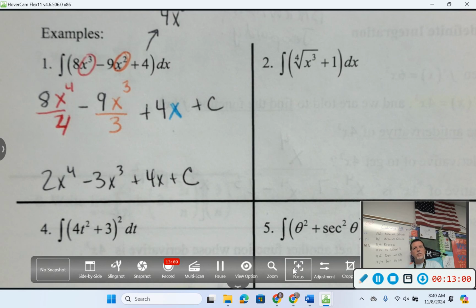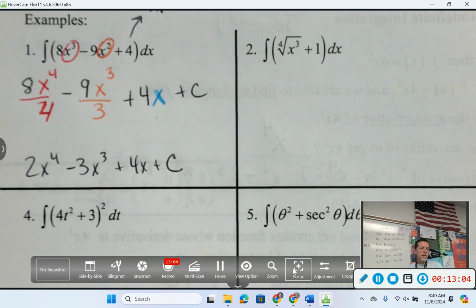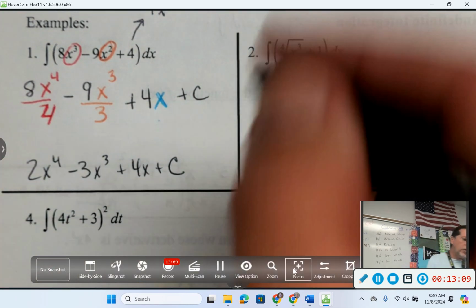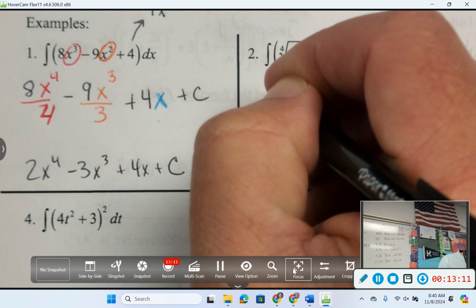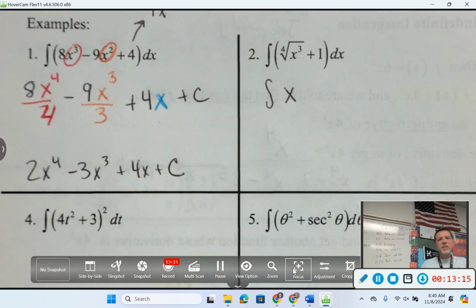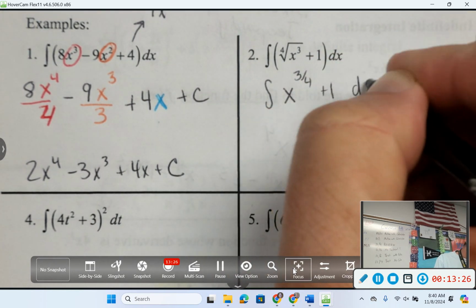Driving backwards. Increase the power by 1, divide by the new power. Simple enough when it's integers. What should I do first for this next one before I even take an antiderivative? Make it an exponent. So what would the exponent be for the 4th root of x cubed? 3/4 plus 1 dx.